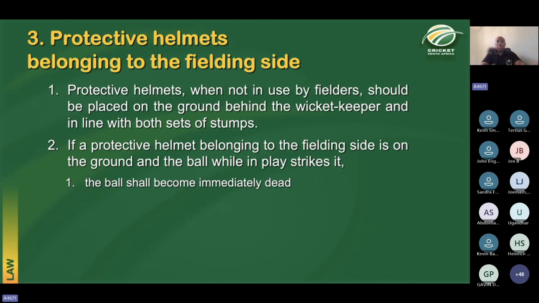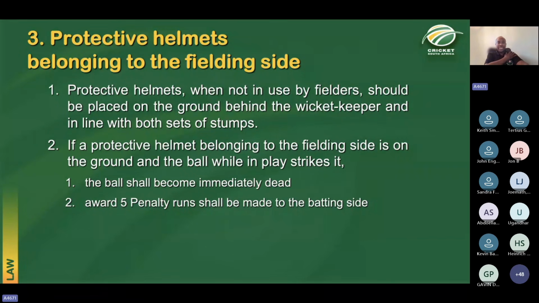Most players do know this law, but on the field of play, if the ball hits the helmet behind the wicketkeeper placed on the ground, not all the fielders will see the ball hitting the helmet. So whichever umpire sees the ball hitting the helmet behind the wicketkeeper placed on the ground, that umpire shall call and signal dead ball to make everybody aware that the ball has hit the helmet. Once again, we will award 5 penalty runs to the batting side, and this is usually indicated by the bowler's end umpire.